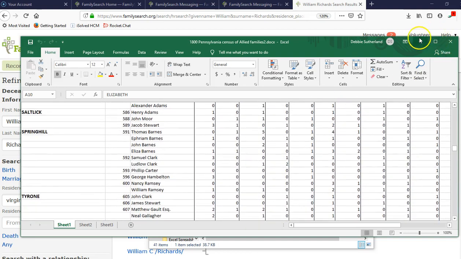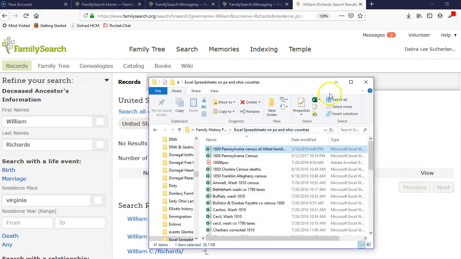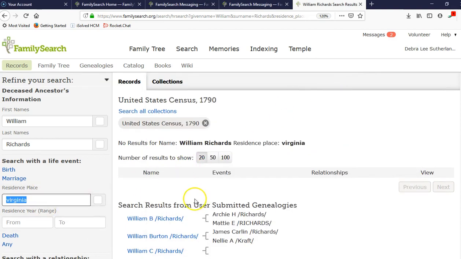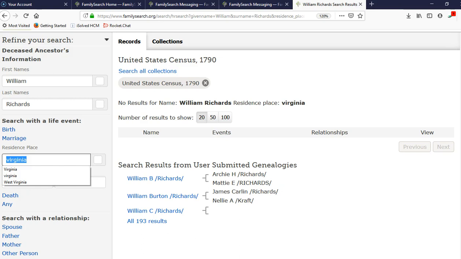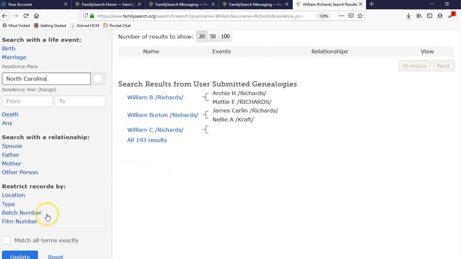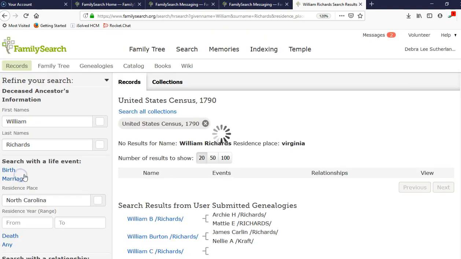A lot of times you can go into that census record and you can, let's see, let's go into, I'm pretty sure they were in North Carolina. At this point, there was some Richards in North Carolina. So let's go in there.